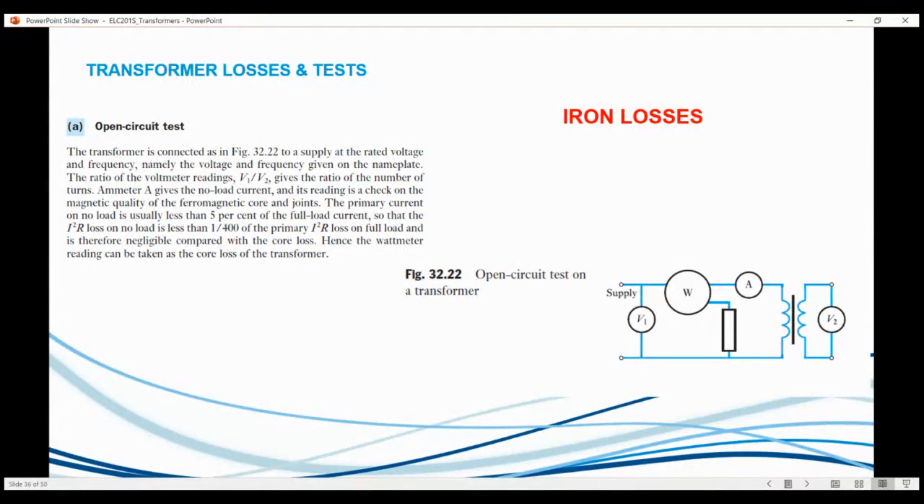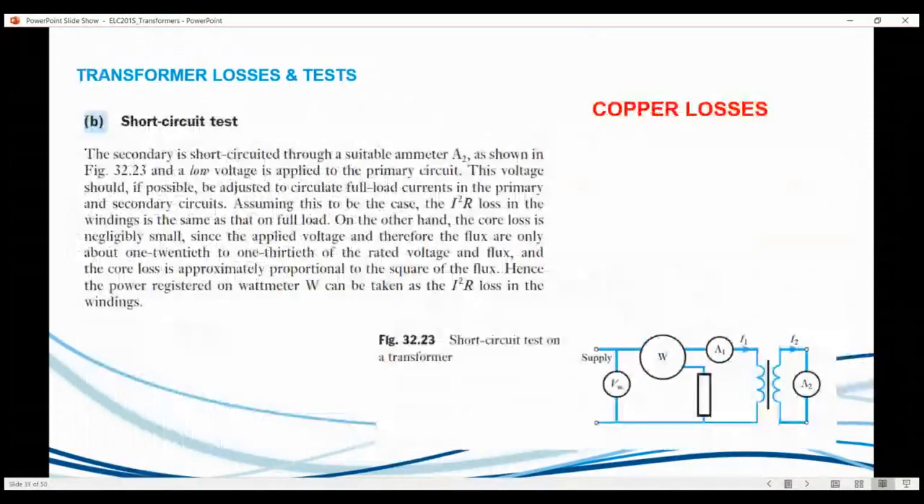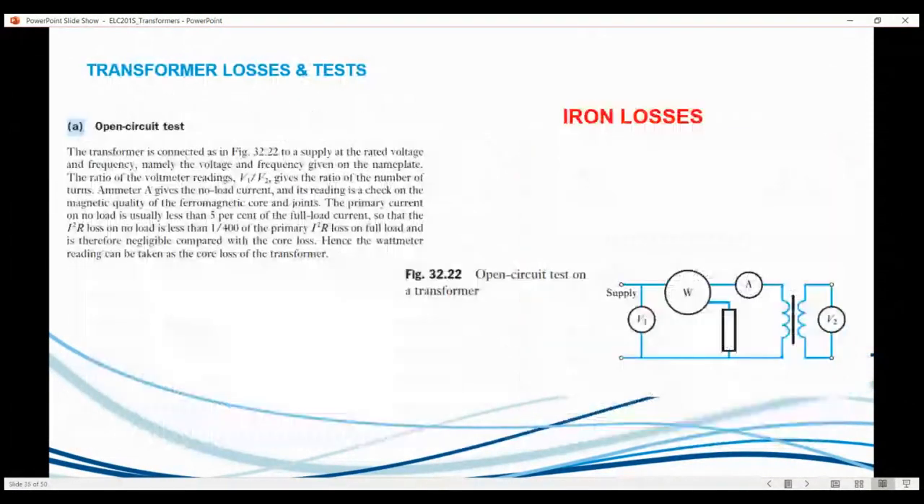Ammeter A gives a no load current. That's the ammeter we attach there. And its reading is to check on the magnetic quality of the ferromagnetic core and joints. The primary current on no load is usually less than 5% of the full load current, so that the I squared loss on no load is less than 1/400 of the primary I squared loss on the full load. Anyway, we put a wattmeter reading on the core side, and we can actually get the core loss in watts, which is essentially one of those values over there. That's a total loss, by the way, not the core loss alone.